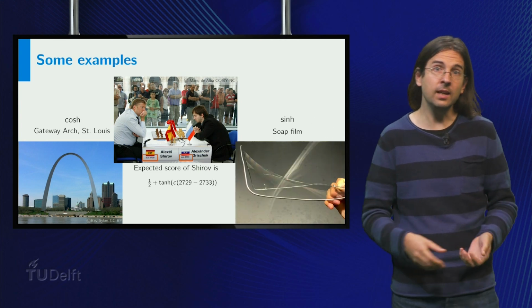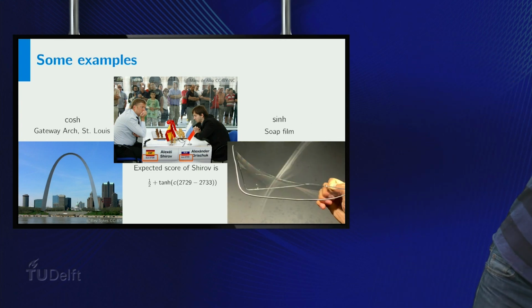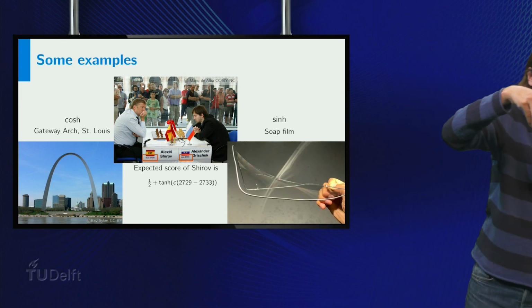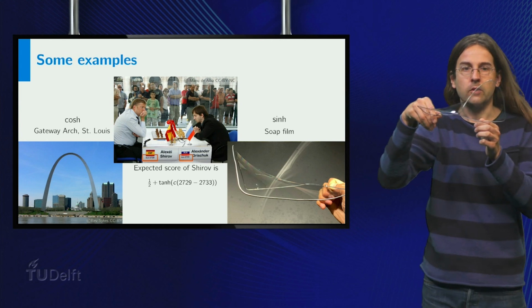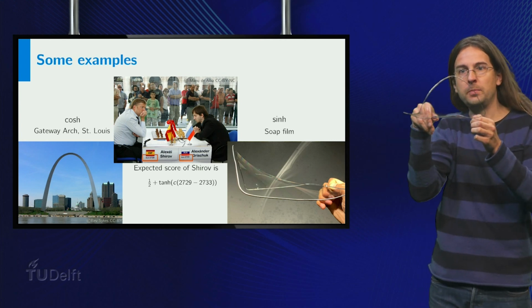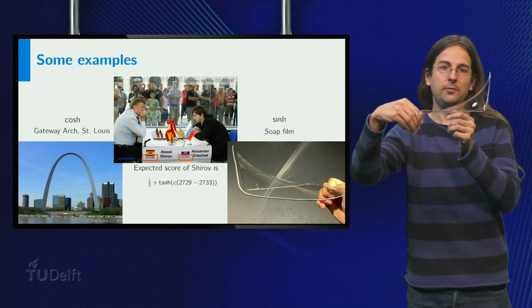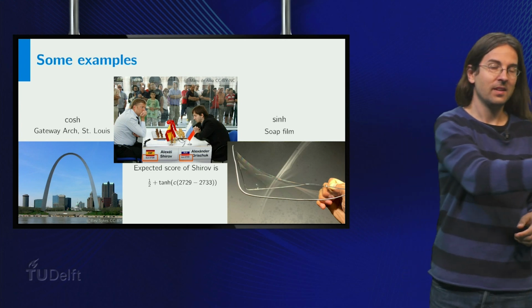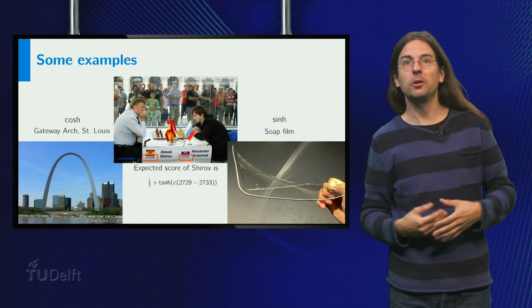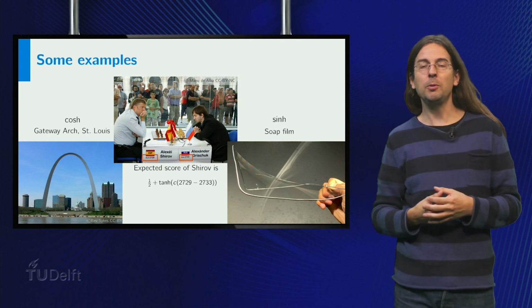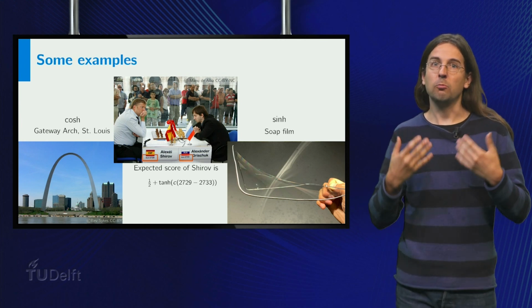The hyperbolic sine describes the shape of this soap film. The wire is the sine over half a period, and from this side the film shows the graph of the hyperbolic sine.